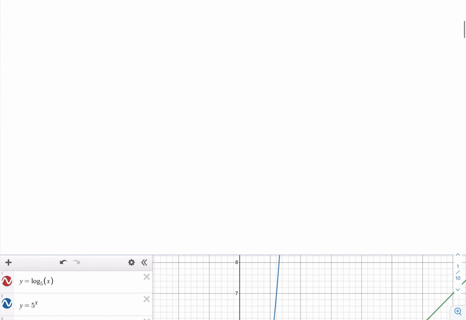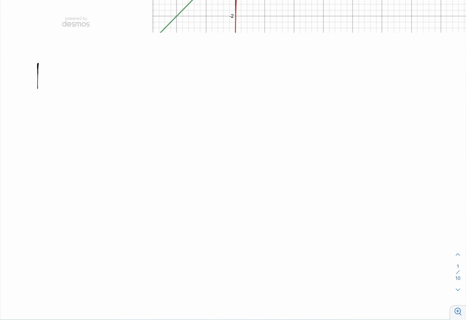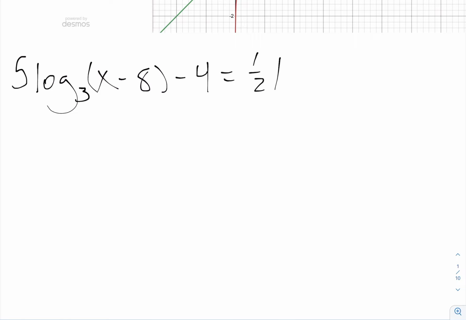So let's say you had, I don't know, 5 times the log in base 3 of x minus 8, minus 4, is equal to 1/2 times the log in base 9 of, I don't know, something weird, 2x plus 1, right? You have to solve this for x.